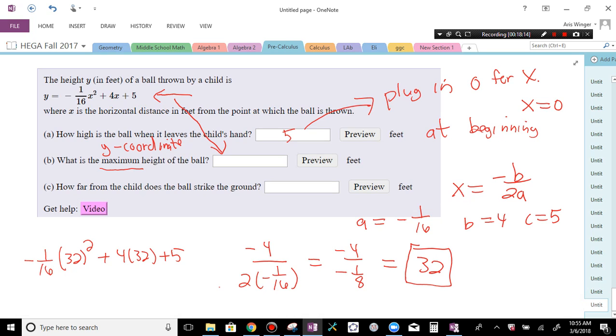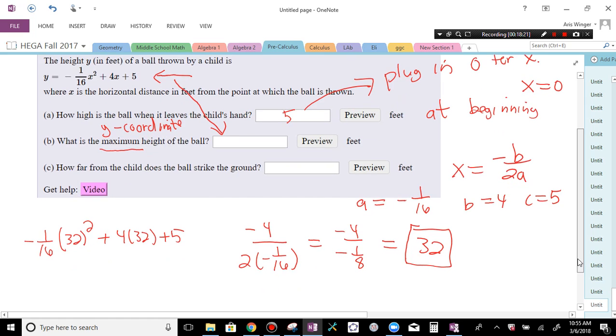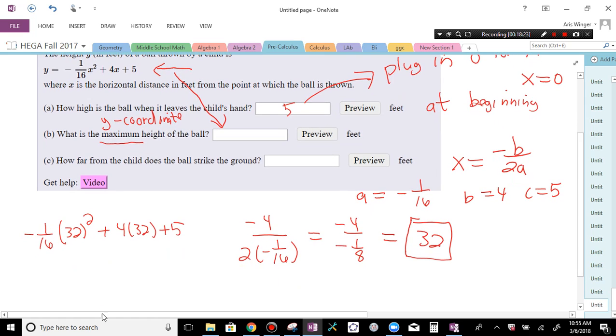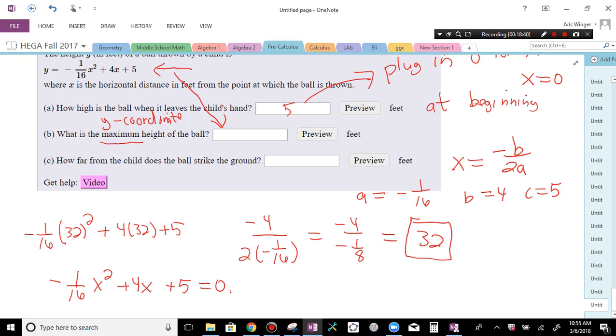And then how far from the child does the ball strike the ground? So you're looking for the x distance where this thing's equal to 0. It strikes the ground when it's equal to 0. So you would say, let's set this thing equal to 0 and solve. And again, you could use the quadratic formula, or I think it seems like the answer is nice. Just use Desmos again and see where this hits the x-axis. As you know, this is going to hit the x-axis in 2 places, and so you do not want the negative value, right? You want the positive coordinate.